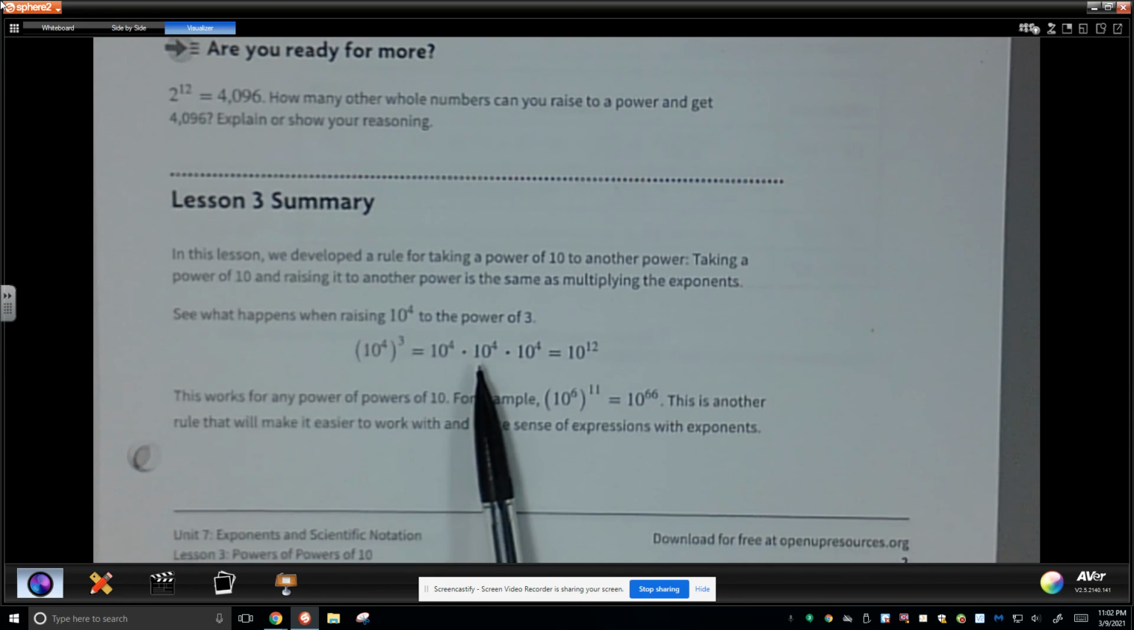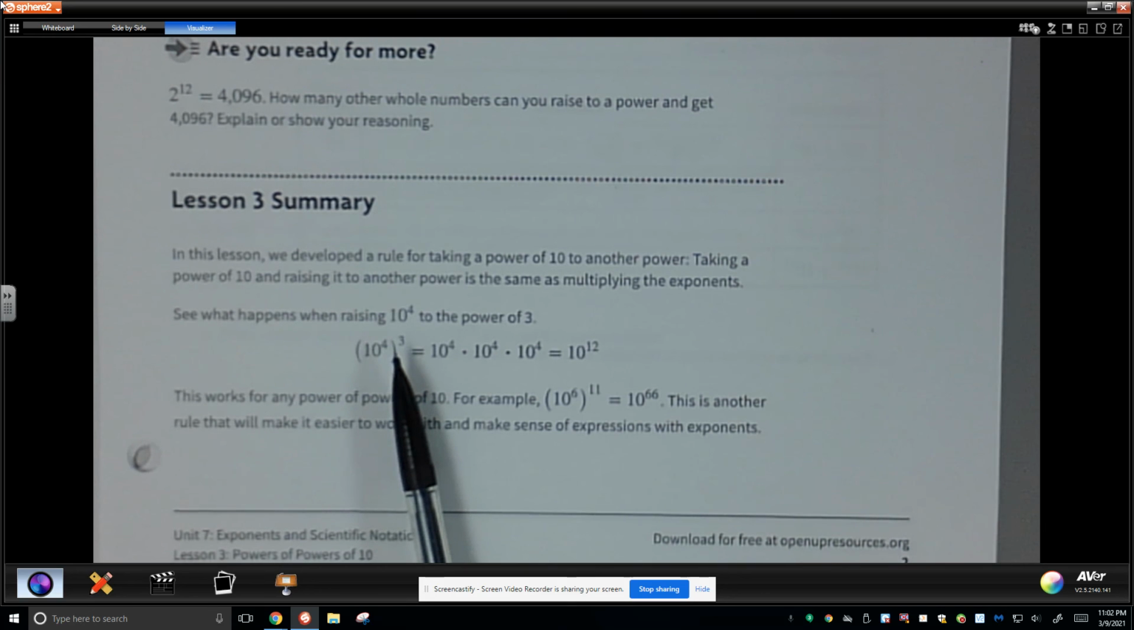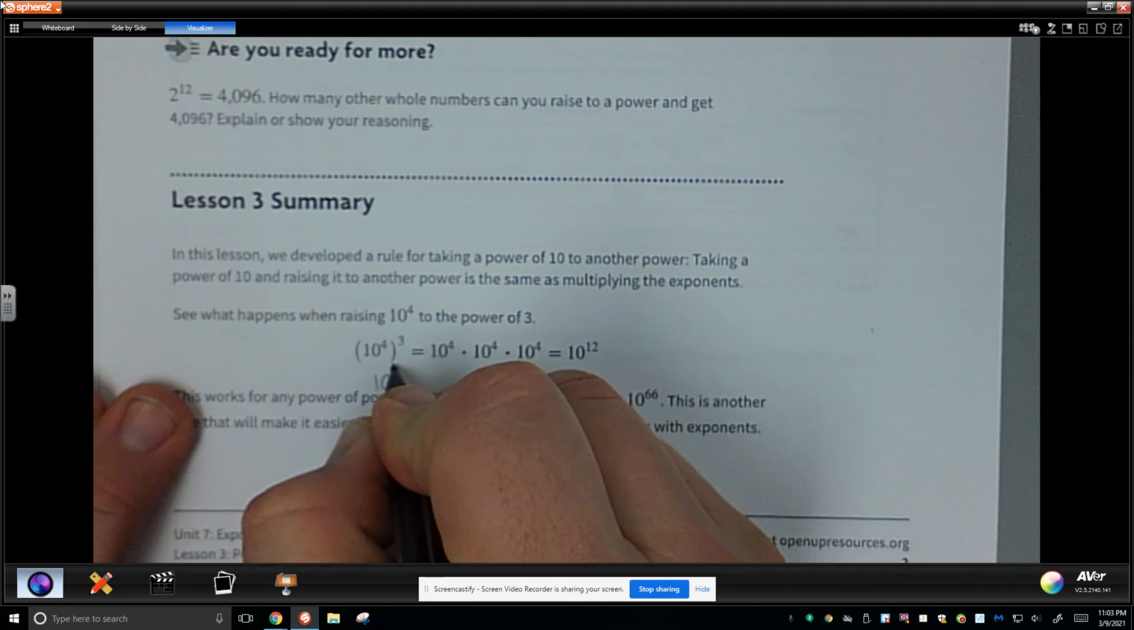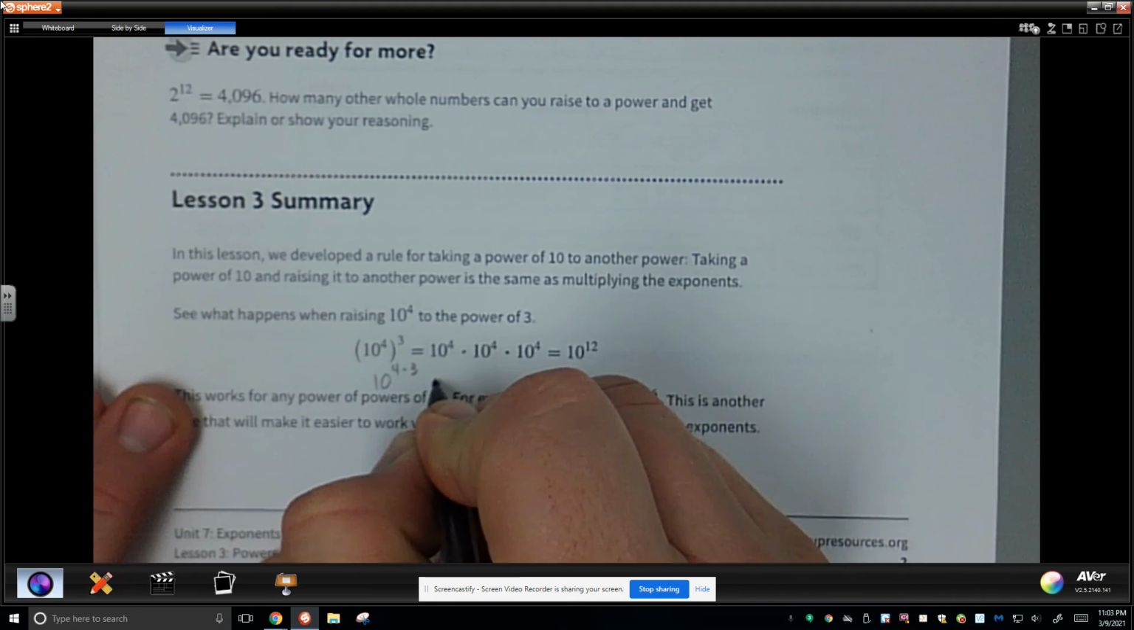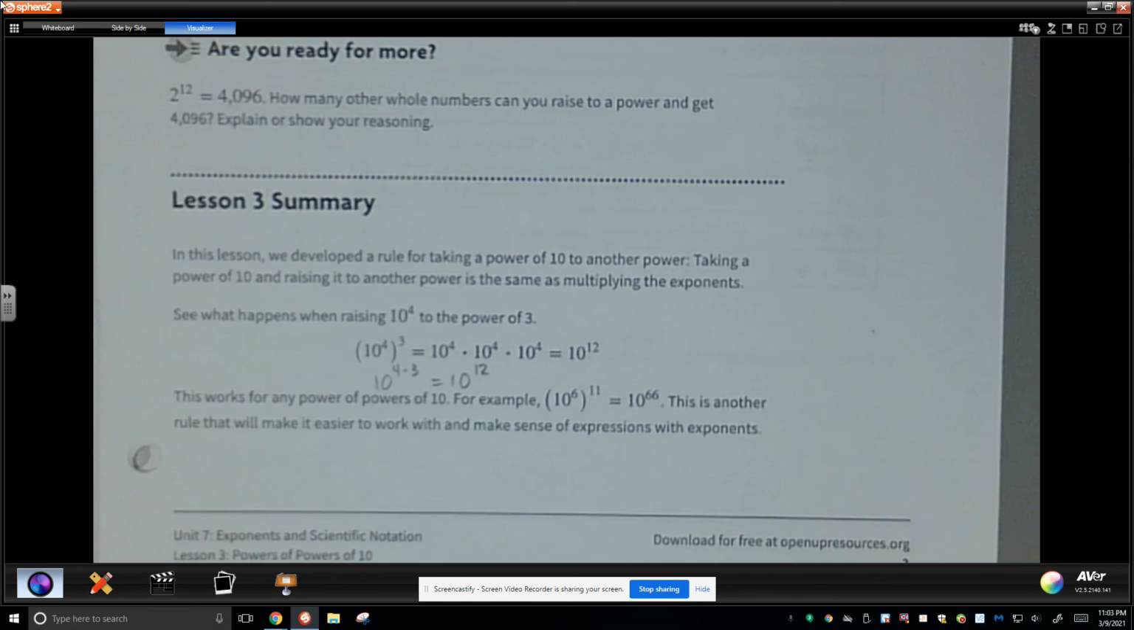And so 10 to the fourth power times 10 to the fourth power times 10 to the fourth power, we know when it's written out like this, and we talk about a product of powers, I can simply add up the exponents, or 4 plus 4 plus 4 is 12. But what we can really think about as a shortcut is we could say 3 groups of 4 is equal to 12. We're just simply 10 to the fourth times the third is equal to 10 to the 12th power. This works for any powers of 10. For example, 10 to the 6th power raised to the 11th power is 10 to the 66th power.